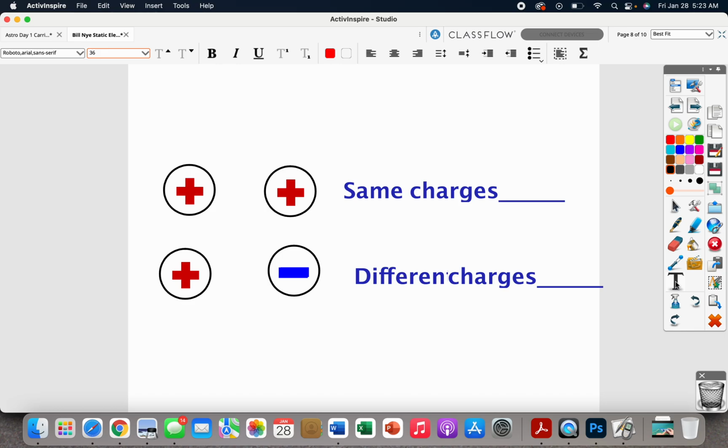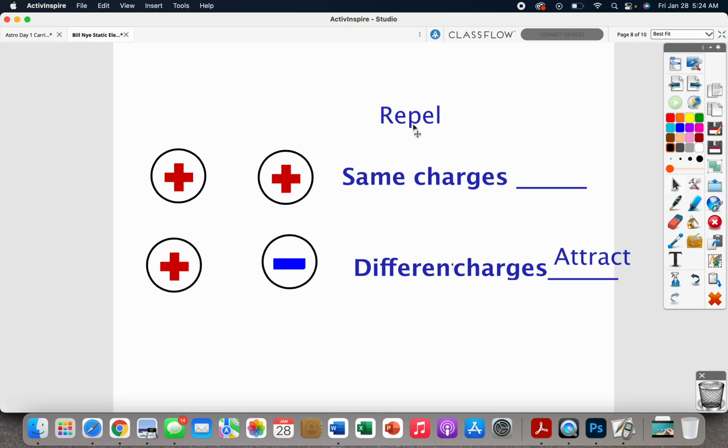Another thing that we need to get in this unit is that like charges repel, and different charges attract. And so that's going to be the important thing here. Like charges repel, and opposite charges attract. That's important because that's what holds atoms together, but it also means that when we have oppositely charged objects, they're going to draw together, and like charges, things will be pushed apart.